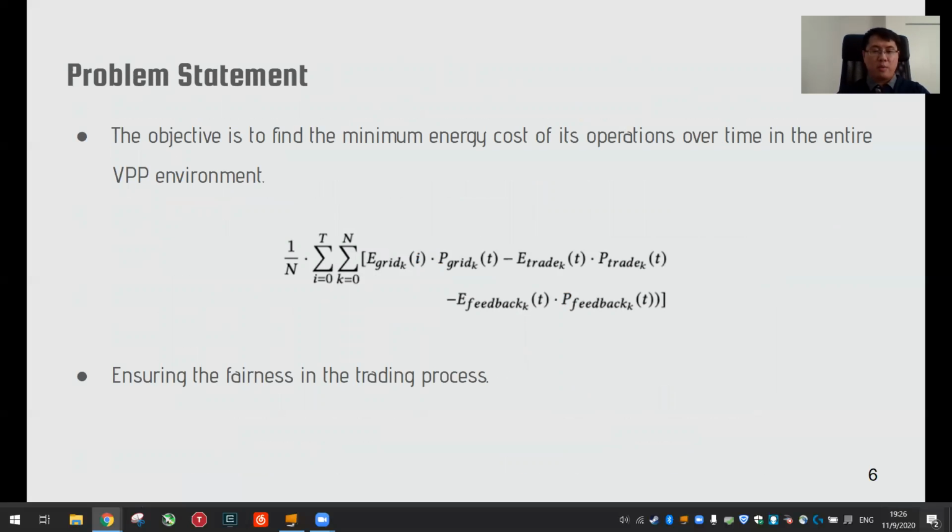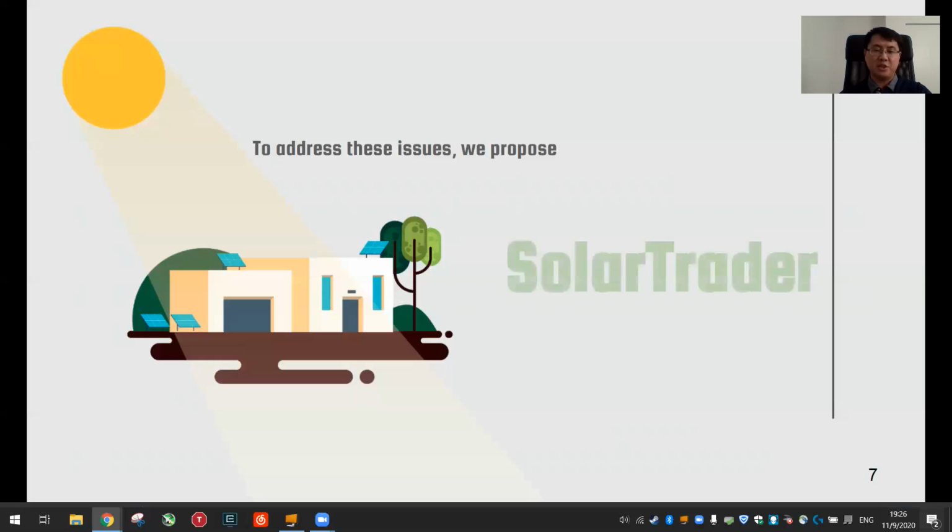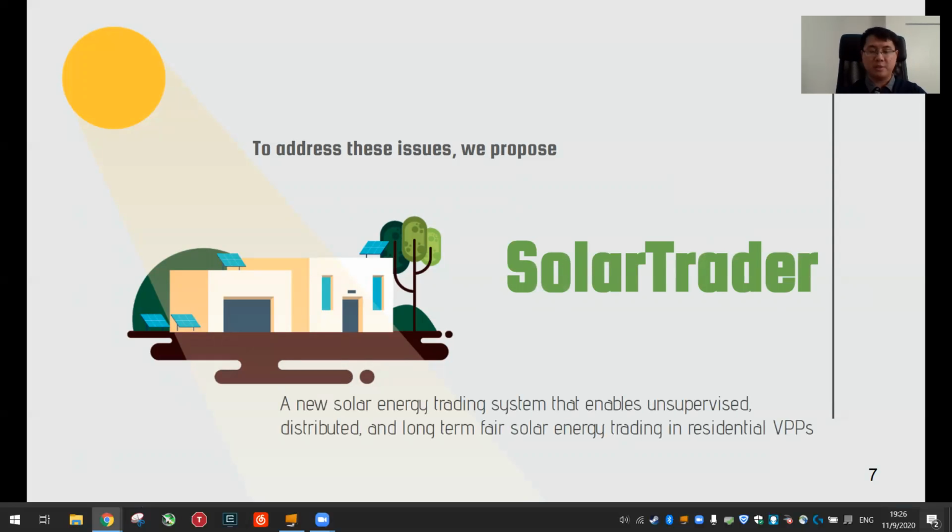So our research problem is to find the minimum energy cost over time in the entire VPP environment. In the meanwhile, we want to ensure fairness in the long-term trading process. To address this issue, we propose a new system, SolarTrader, that enables unsupervised, distributed, and long-term fair solar energy trading in the residential VPPs.